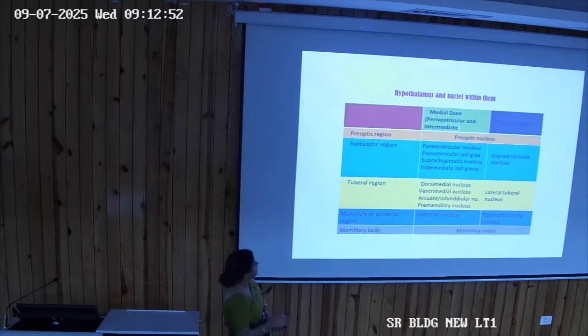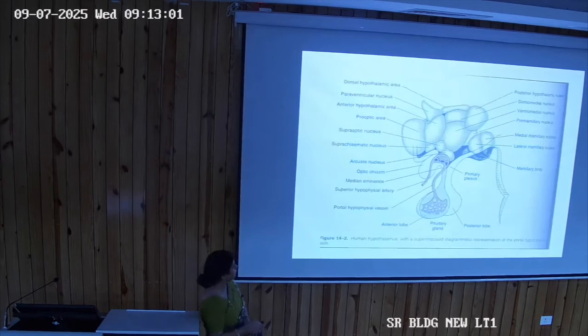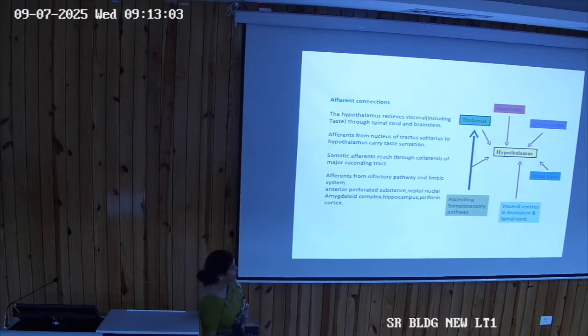This is for easy classification of the nuclei and their regions. These are the regions, these are the nuclei, and they are responsible for various functions. We will be coming directly to the functions. Before coming to the functions, we are talking about the afferent and the efferent. Some information has to come to the hypothalamus, then only it is going to give command or process the functioning.